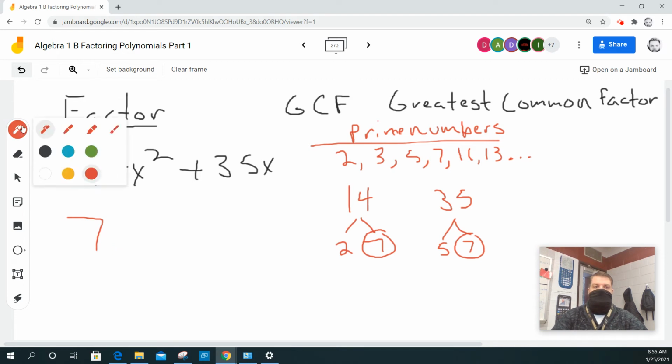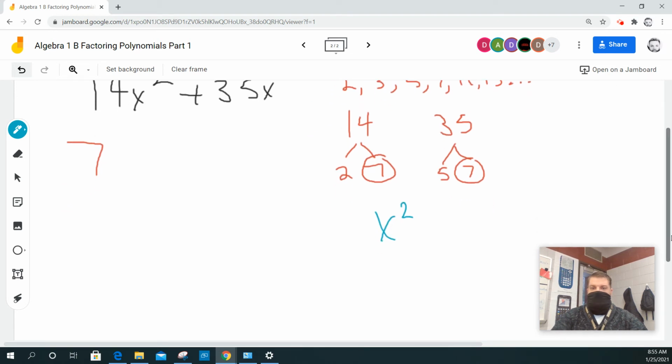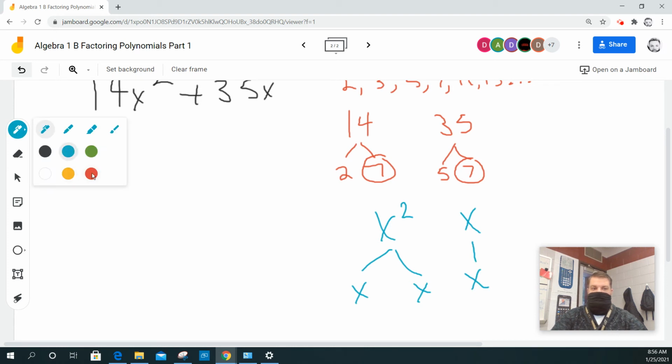Now, we could do the same thing with the x's. I have an x squared term, right? Well, how do you get x squared? x times x. And then I have x, which is just x. So what do they have in common? They just have one x, x to the first power.